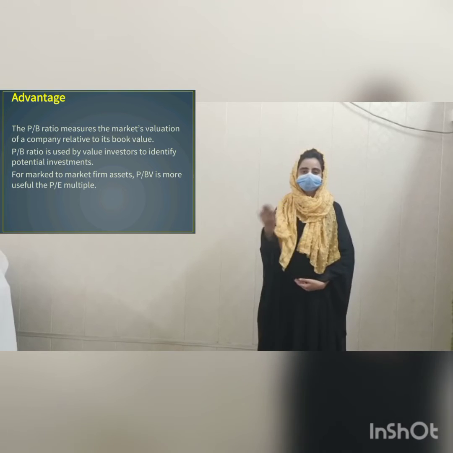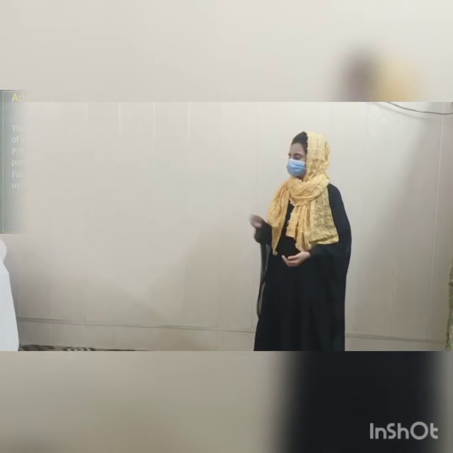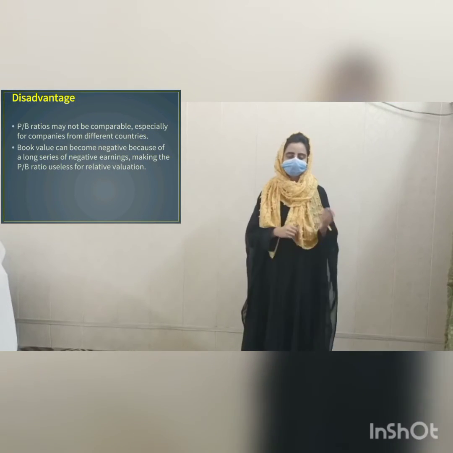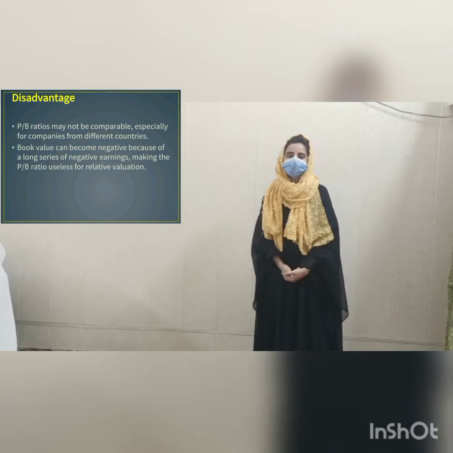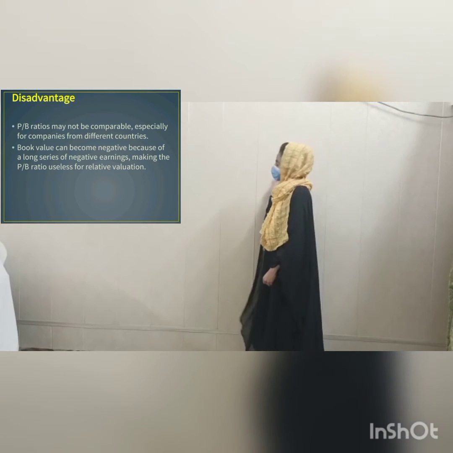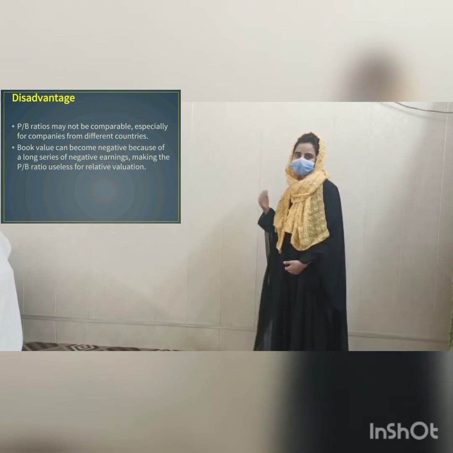And now I want to explain the disadvantages. The first disadvantage is that the price book value ratio may not be comparable, especially for companies from different countries, and the other is that book value can become negative because of a long series of negative earnings, making the price book ratio unuseful for relative valuations. Now I want to explain the price to sales ratio.